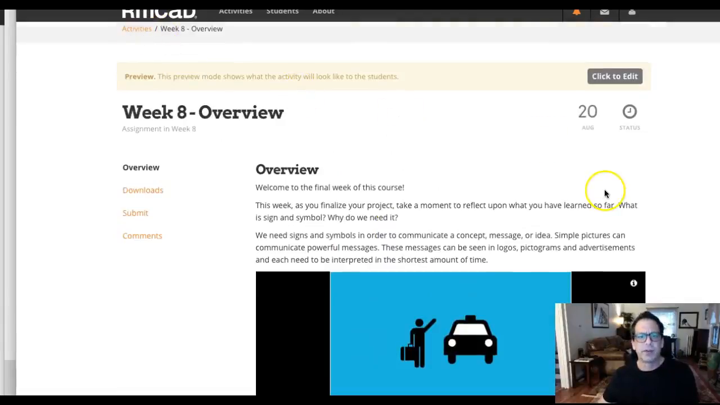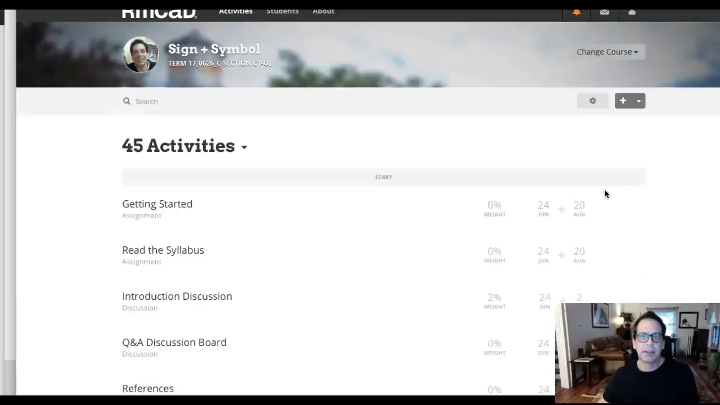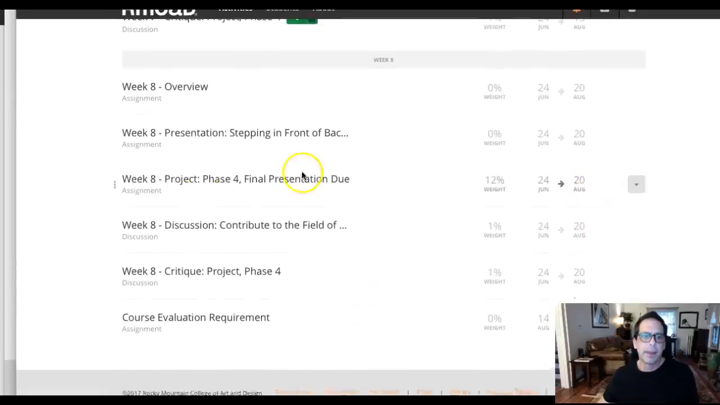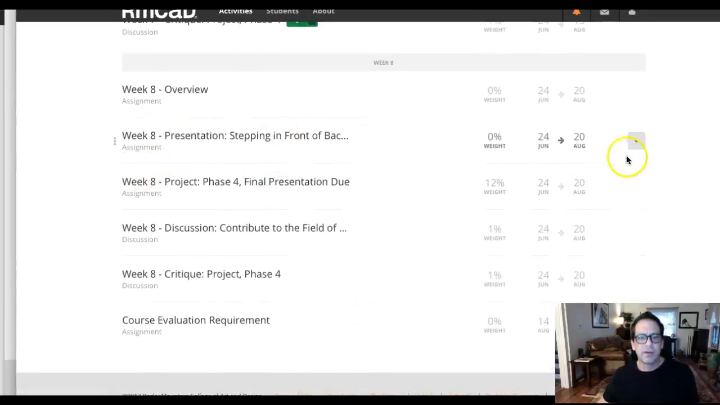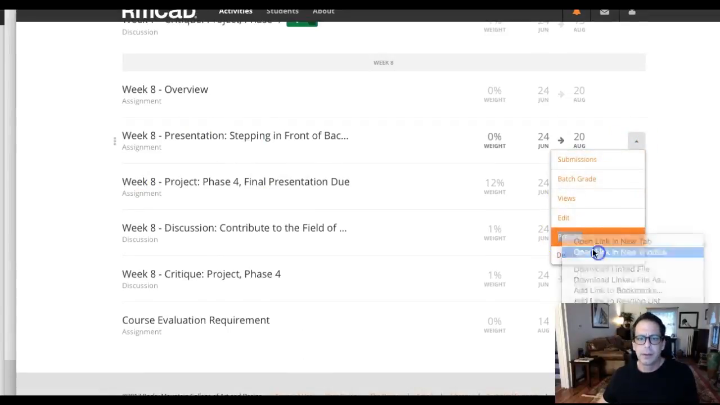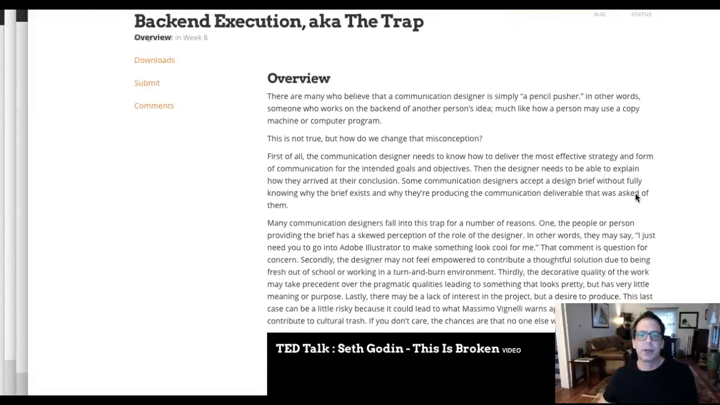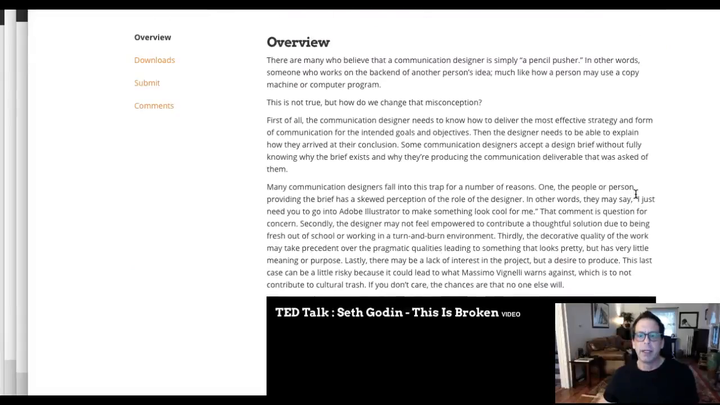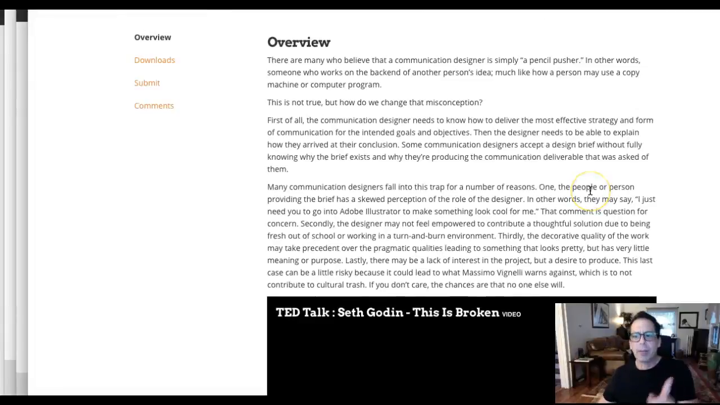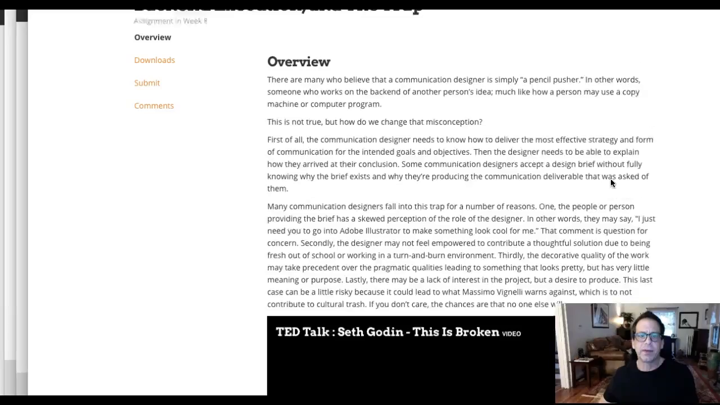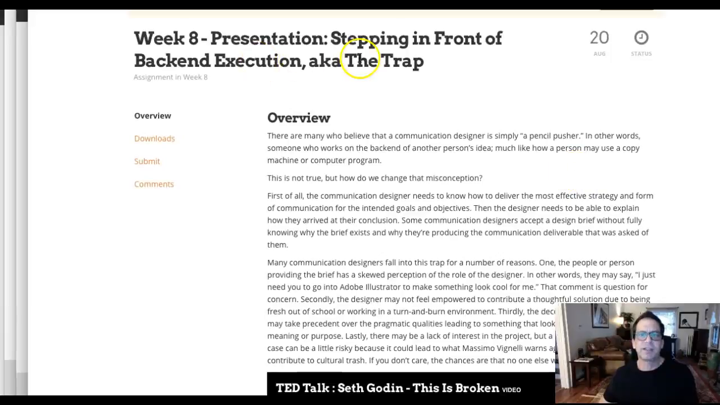It only takes a second. But there's a couple of things here I really want you to take a look at. This is the presentation for week 8, and definitely take a look at this. I know it's going to be really easy to just jump right into your design and keep on working on your design. I'll talk about that in a second, but I want you to take a look at this. This is a presentation, stepping in front of the back-end execution, aka the trap.